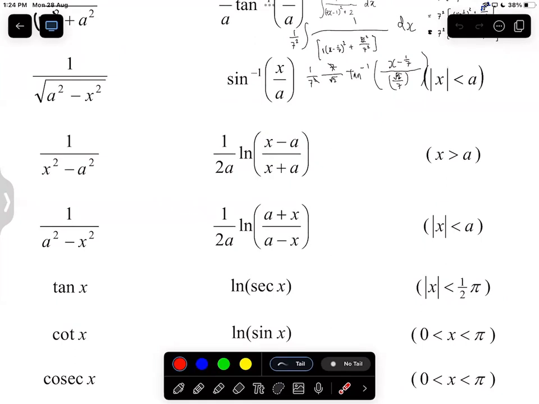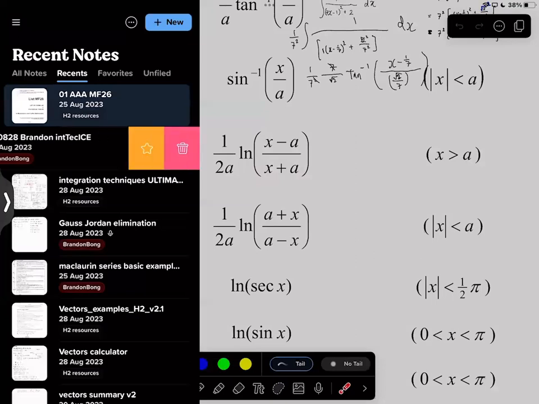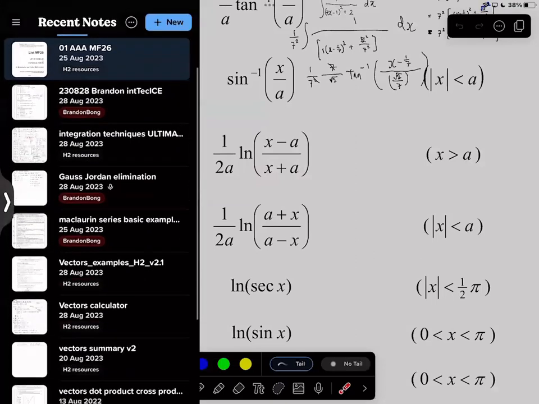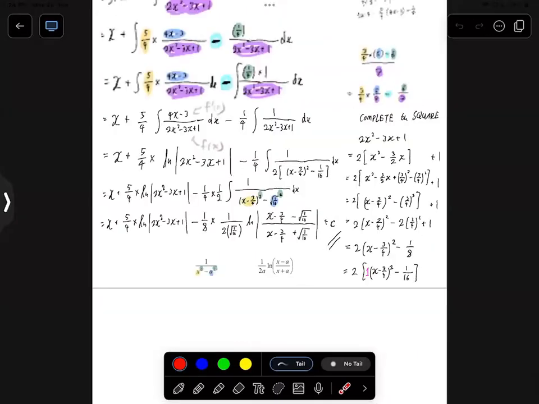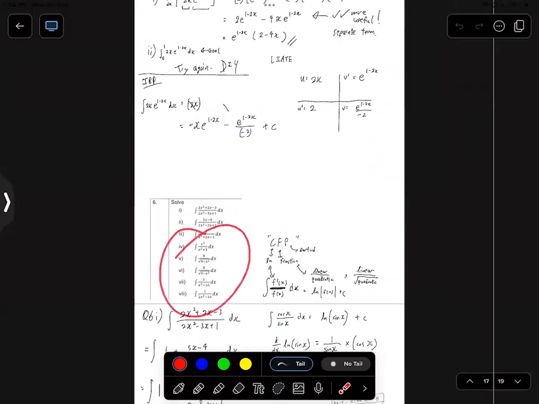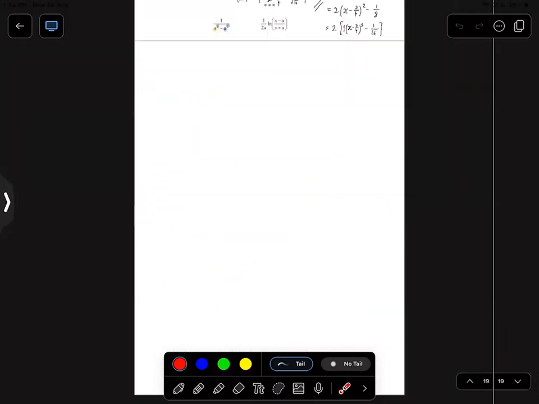Yeah. That is all. Okay. That's all. You can go and try these questions. I'll give you some Gaussian elimination practice as well.